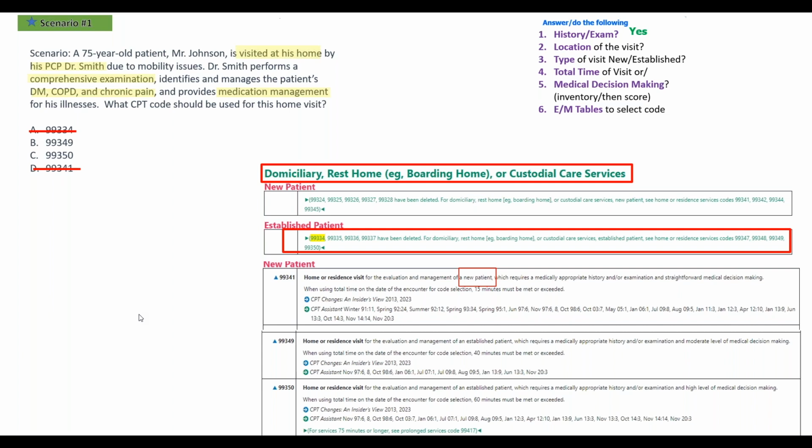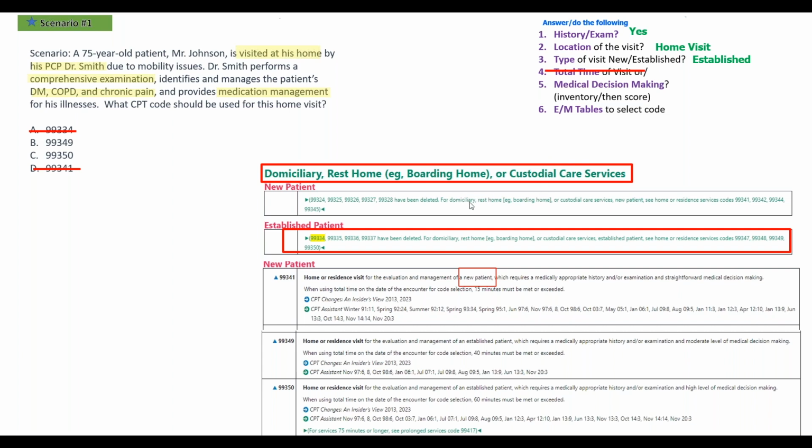Before going to option B and C, let's answer these questions. Is there a medically appropriate history or exam performed in our scenario? My answer is yes. And the location of the visit, coders? Exactly, it's going to be a home visit. Type of visit, new or established: we already said that's an established patient. Total time documentation: there is no total time documentation.